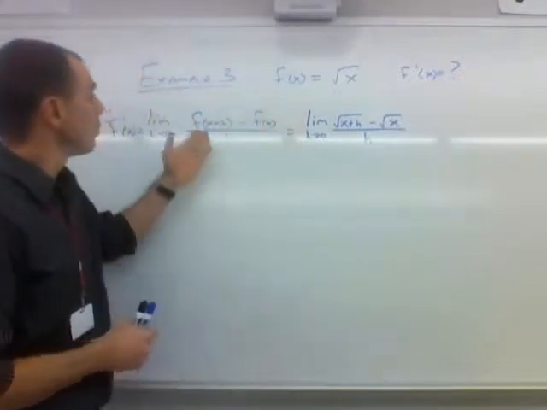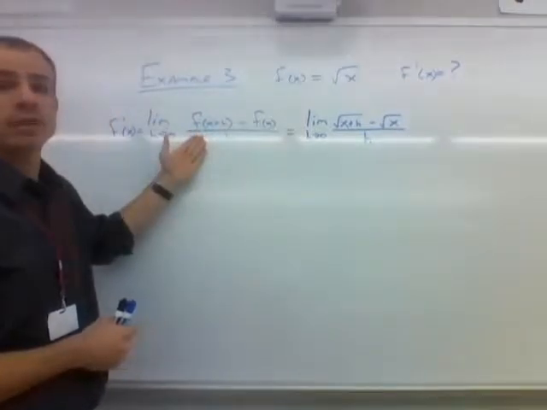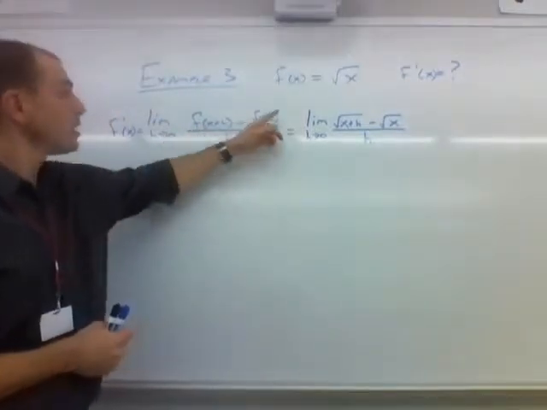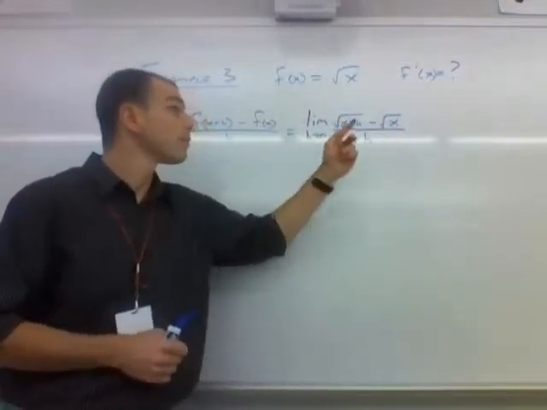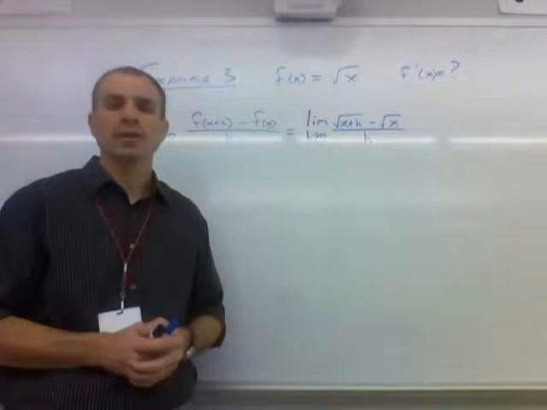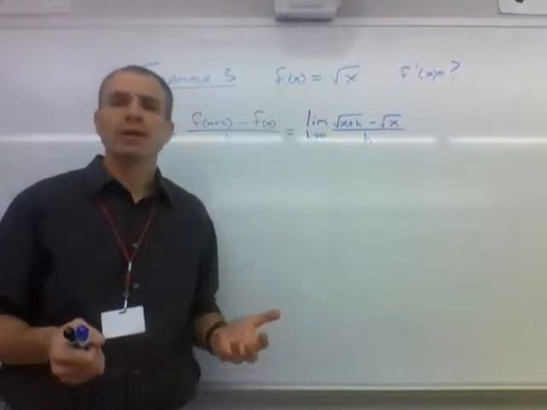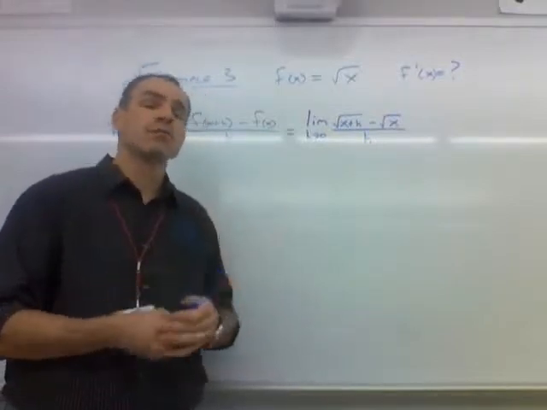All right, so what we have again is the limit of our difference quotient for our derivative. We're going to plug x plus h into our function. That gives us the square root of x plus h minus the square root of x all over h. But where do we go from here? Again, we're going back on our pre-calculus knowledge.